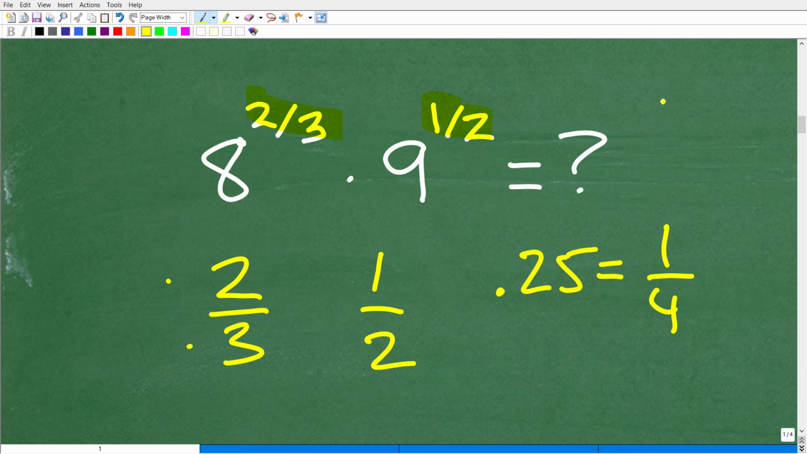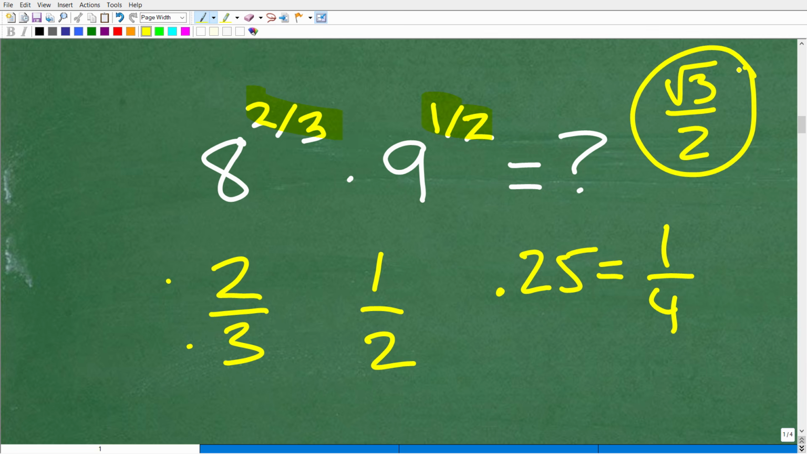In other words, not just any fraction. So if we had the square root of 3 over 2, well, this is not a rational number because the numerator is an irrational number. Okay, so these are rational numbers.